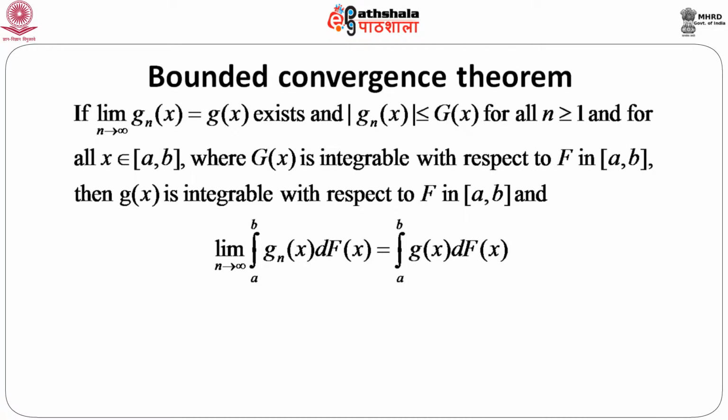Suppose g n x is a sequence of functions whose limit exists as n goes to infinity, and at the same time modulus of g n x is less than or equal to G x for every n greater than or equal to 1. That means this sequence of functions g n x, although depending on n, is always bounded by another function which depends only on x, but not on n. So, it is a function independent of n.